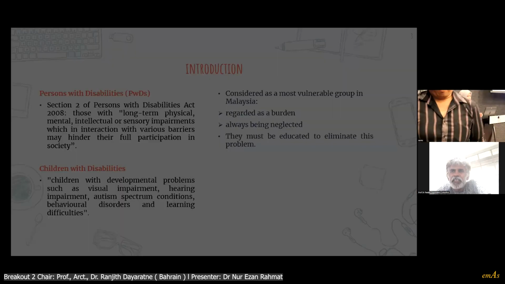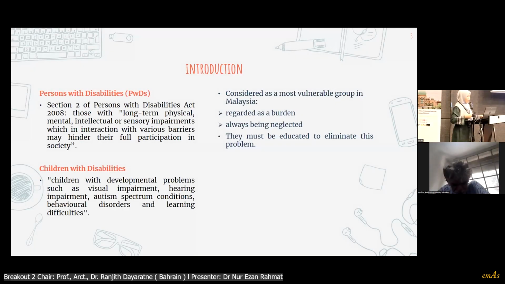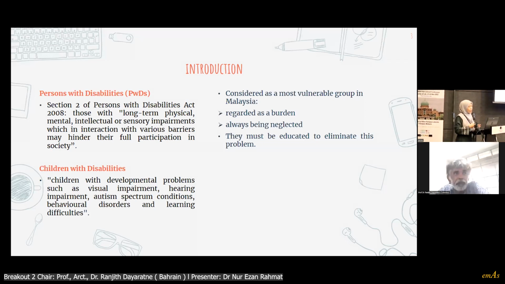Yeah, please keep to the 15 minutes. Okay, Prof. So the issue in this study is that the laws in Malaysia are scattered. We have so many laws, so many statutes and legislations.